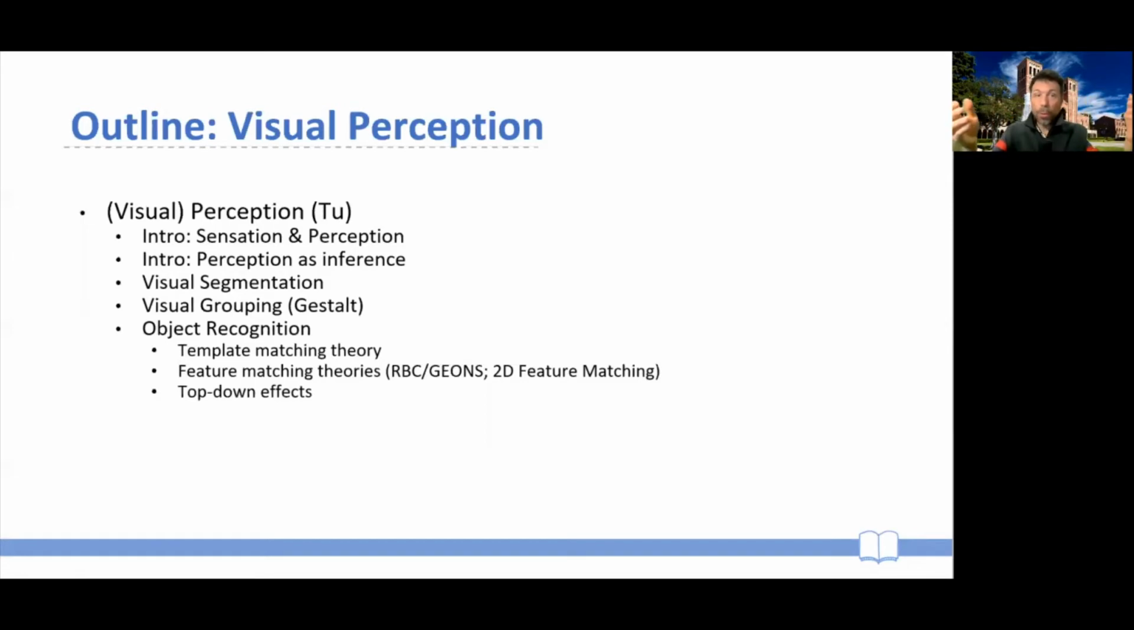And this process we refer to as sensation, which is the transformation of external forms of energy into the language of the brain, electrochemical signals. And then the process of taking these sensations and turning them into interpretations of what is out there in the world, into models of what is out there in the world, we refer to as perception.